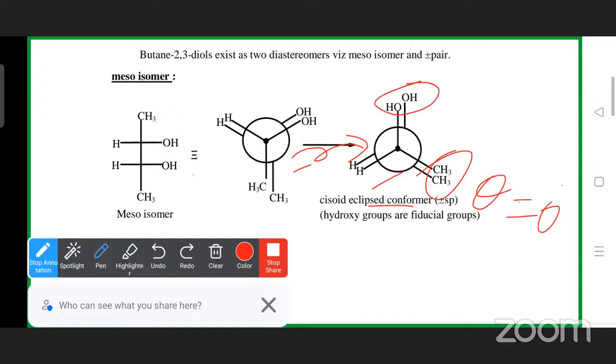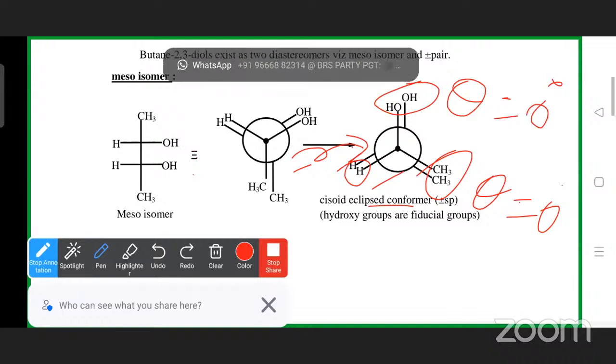Here also same thing, with theta equal to 0 degrees. Here also same thing, so all the groups, the atoms, are overlapping each other. That's why it is called the eclipsed conformation. And eclipsed conformation is a higher energy conformation, right?